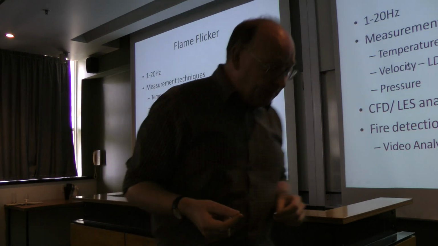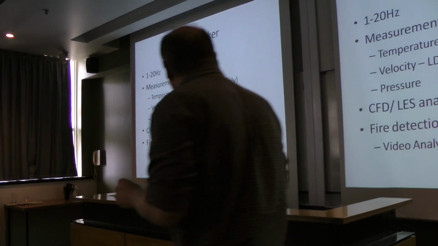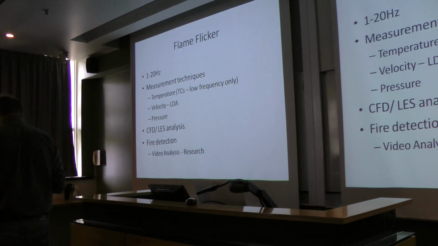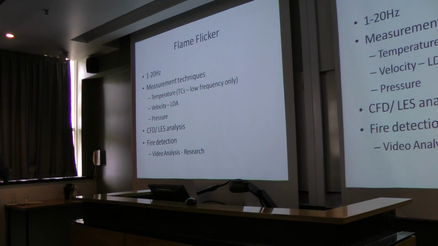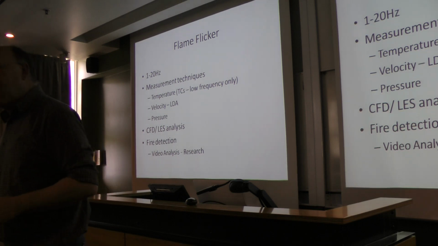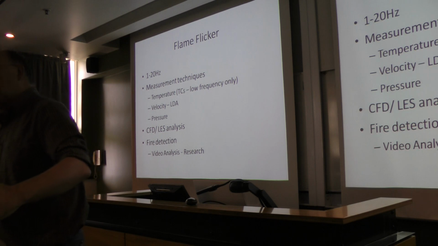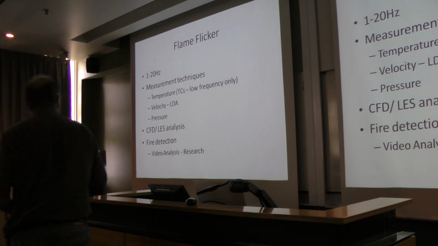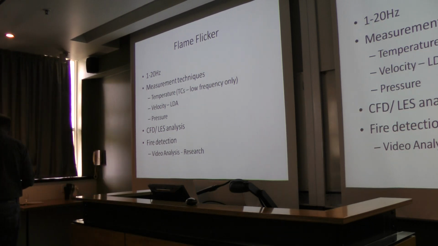Okay, when it comes to flame flicker, the flame will flicker from about 1 Hertz up to 20 Hertz, depending on the size of the flame, the fire base, if you like. If it's a jet fire, it will be nearer the 20 Hertz. If it's a pool fire, much more down at the slower end. And this, as I say, is a very strong feature.